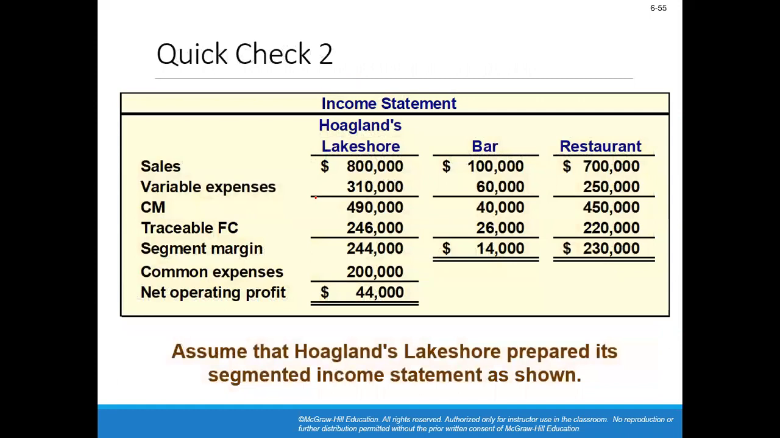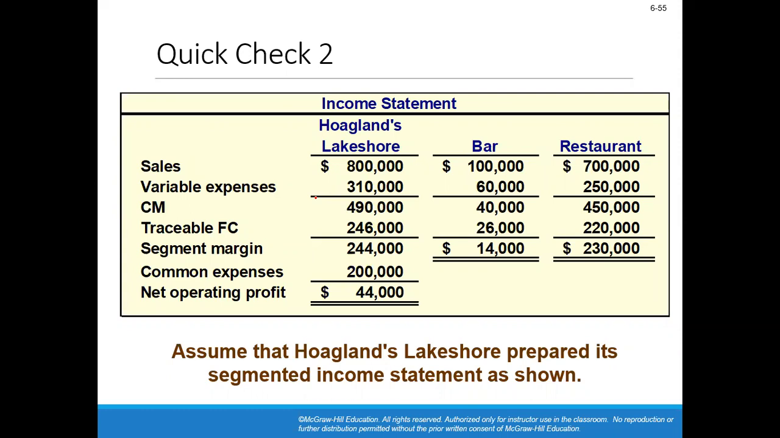Okay, now let's make a quick check so that we can understand what the issues are if we forcefully allocate the common cost to some segments, apart from the traceable fixed cost. Okay, there is no issue with the traceable fixed cost. Now the question is, if we allocate the common fixed cost to the segments, what will happen?